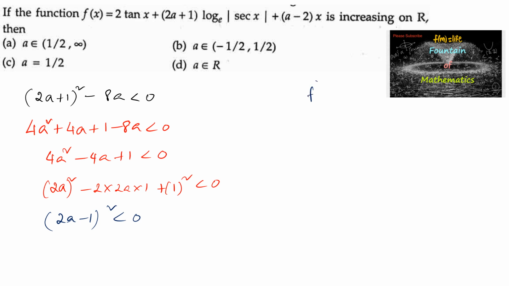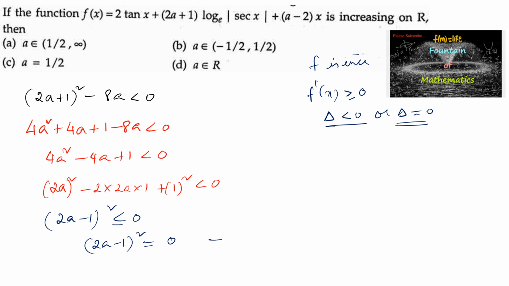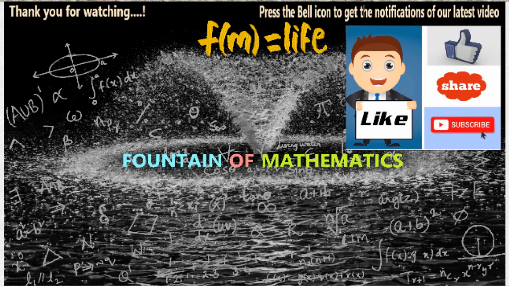And since the function f is increasing, we may also consider f dash of x is greater than or equal to 0, for which the inequality, the discriminant, to make this positive, it can be either delta less than 0 or delta equal to 0. So delta less than 0 is not possible, so we consider equal to. We may write (2a minus 1) whole square is equal to 0. That is a is equal to 1 by 2. So the value of a is 1 by 2. So we can go with option C. Okay. So we can simplify here.